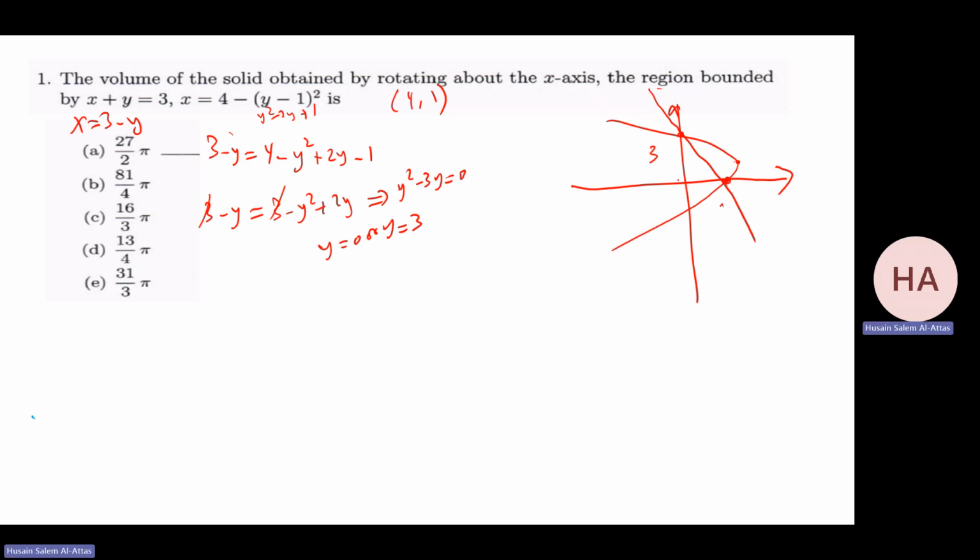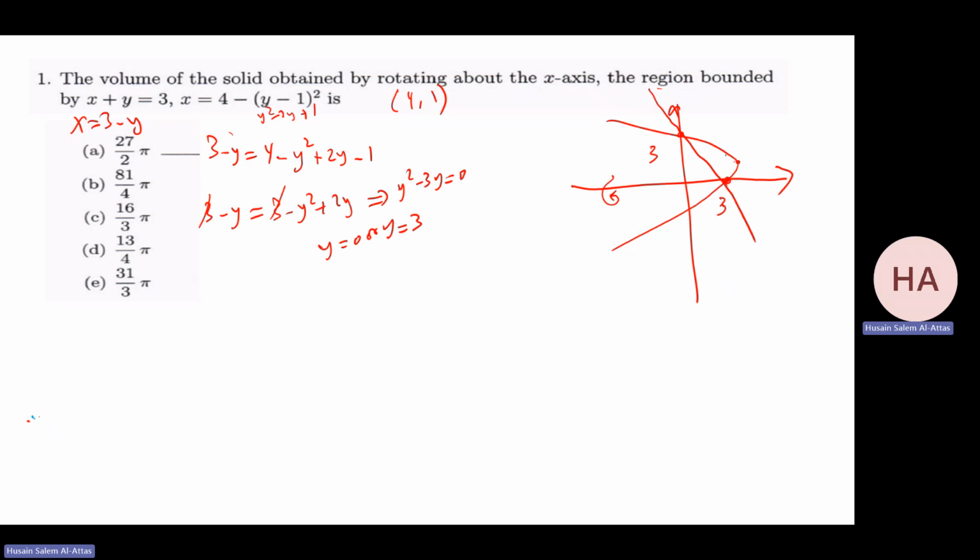X equals 0. Can y equal 0? That would be 3. So they agree in these points. Okay. That's the graph. So I'm talking about this region. About what? The x-axis. About the x-axis.